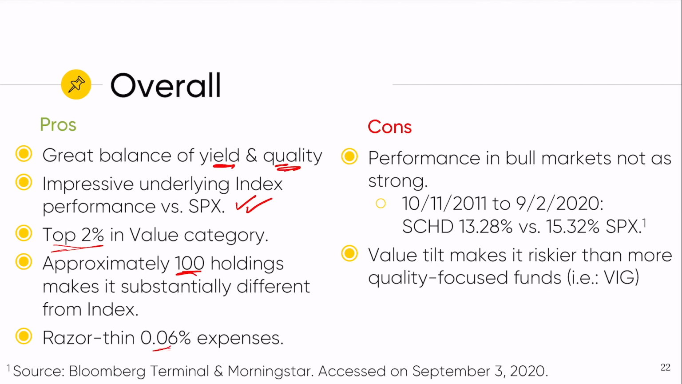Only two cons that I could come up with: the performance in the bull markets has not been as strong. So if you look back to the inception of this ETF in 2011 to yesterday's trading day, the SCHD had underperformed the S&P by about 2%. Most of that would have occurred within the last couple of years. So in a bull market, this is probably not going to keep up, but that's probably not why you're buying this in the first place. Just something to keep in mind.